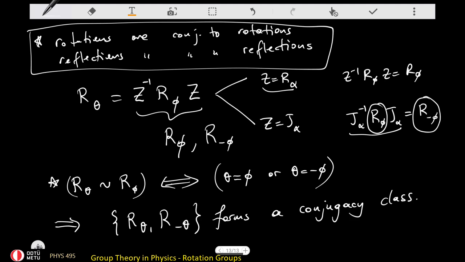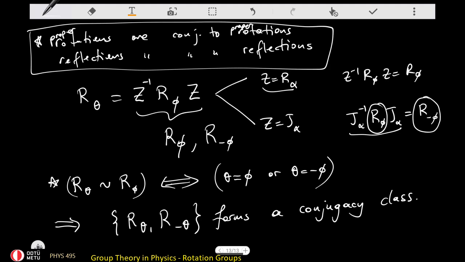Okay. So next. So these are basically for proper rotations. Yeah, I should have said proper rotations in here. Sorry about that. So proper rotations are conjugate to proper rotations only, and the reflections are conjugate to reflections only.